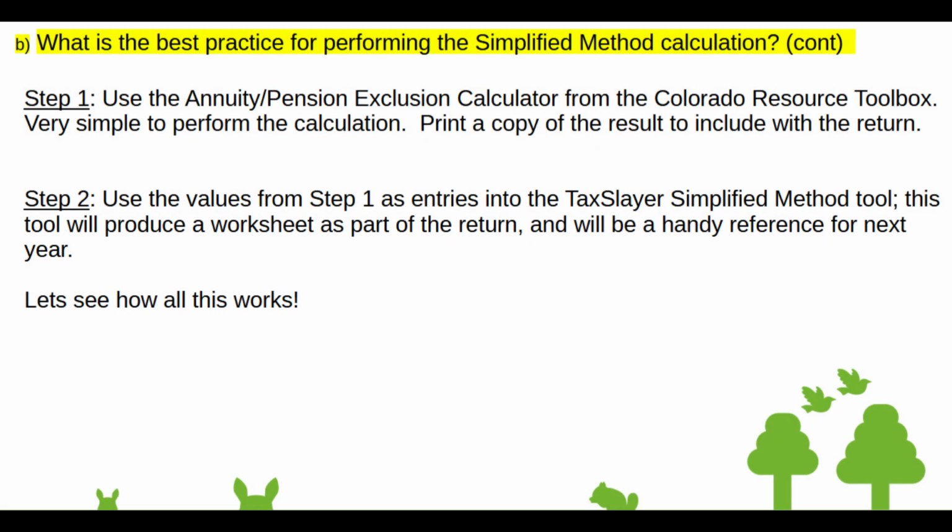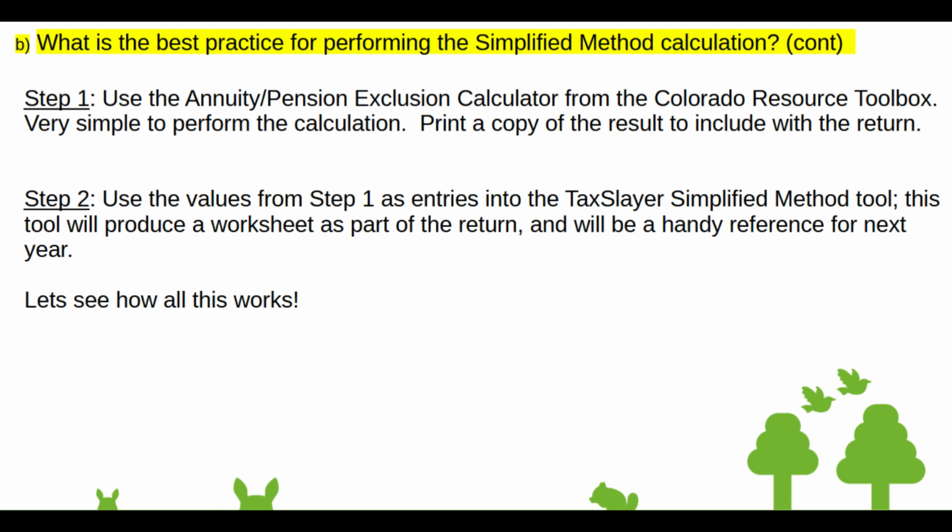Once we have all the needed information, we will proceed as follows. Step 1, we will use the annuity pension exclusion calculator from the Colorado Resource Toolbox. This tool makes it very simple to perform the calculation, and once we have run the tool, we will know the taxable amount. It's a good idea to print a copy of the results from this tool to include with the return for the taxpayer.